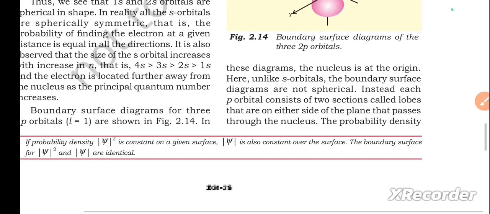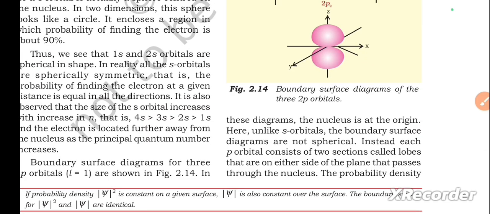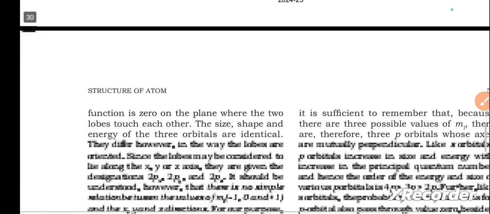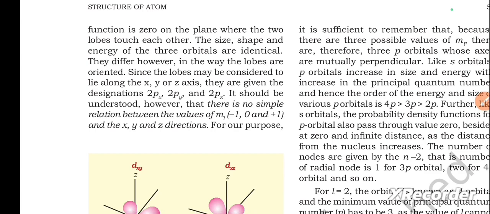In these diagrams, the nucleus is at the origin. Here, unlike s orbitals, the boundary surface diagrams are not spherical. Instead, each p orbital consists of 2 sections called lobes that are on either side of the plane that passes through the nucleus. The probability density function is 0 on the plane where the 2 lobes touch each other. The size, shape and energy of the 3 orbitals are identical. They differ, however, in the way the lobes are oriented.